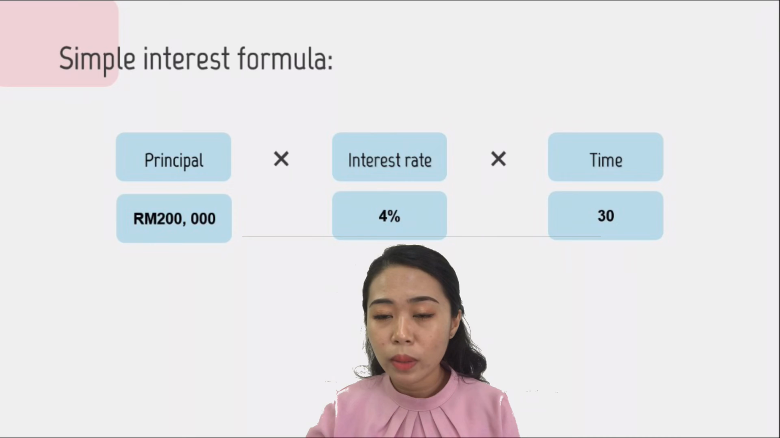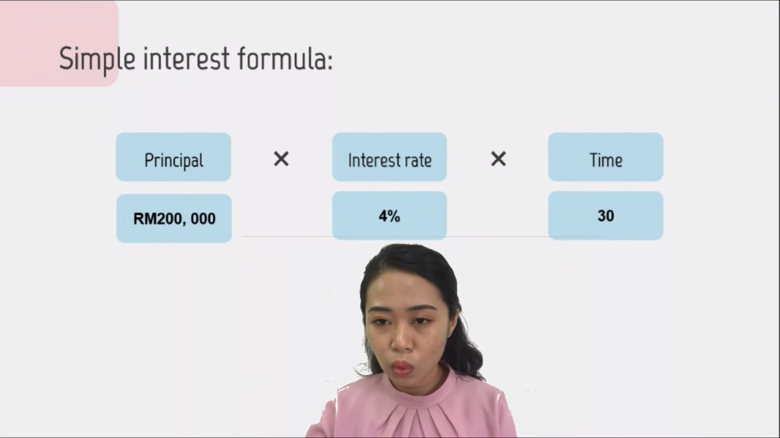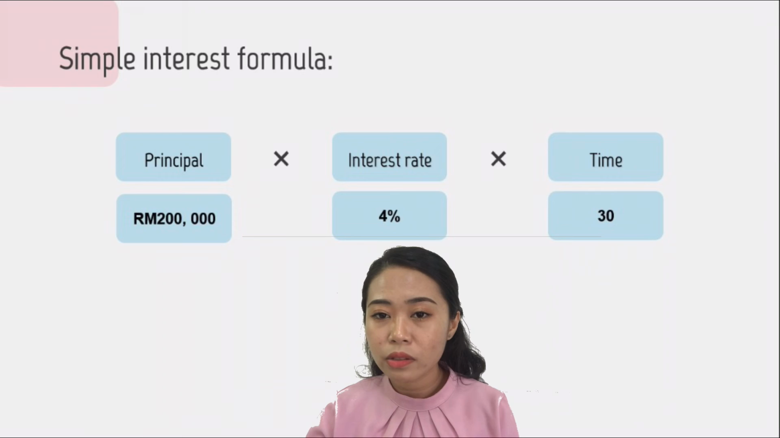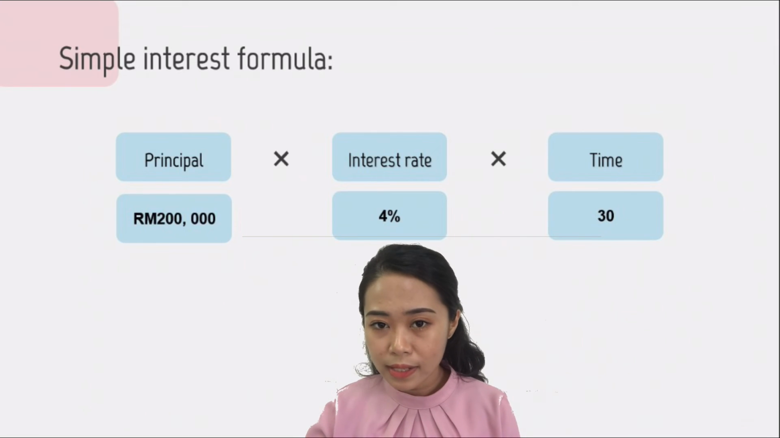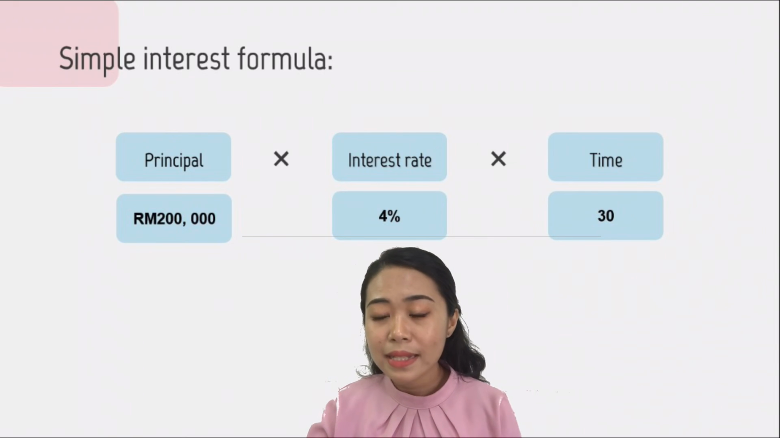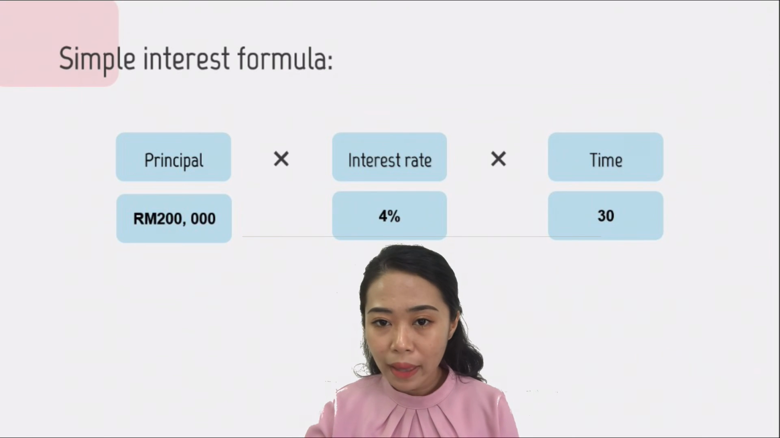So the formula will become simple interest equals 200,000 ringgit multiplied by 4% multiplied by 30 years. It will become 240,000 ringgit. An annual interest of 4% translates into an annual interest payment of 8,000 ringgit. So after 30 years, the borrower would have made 8,000 ringgit multiplied by 30 years, which becomes 240,000 ringgit in interest payments. This explains how banks make their money.